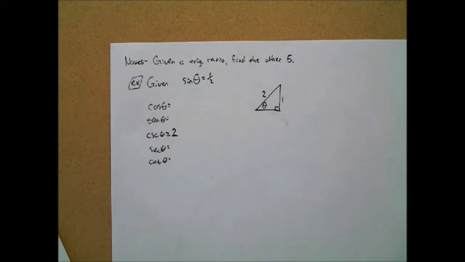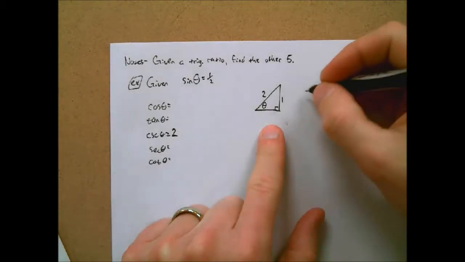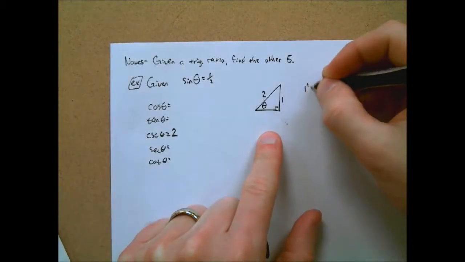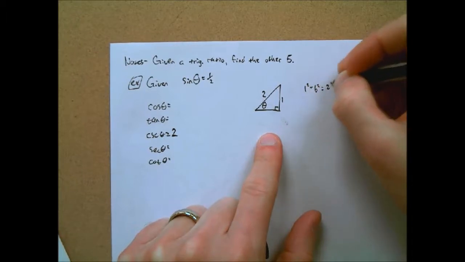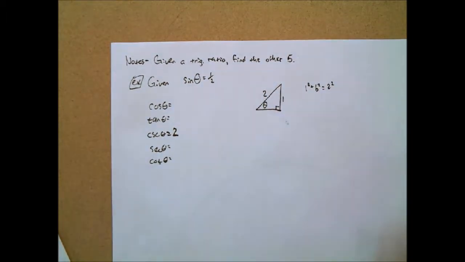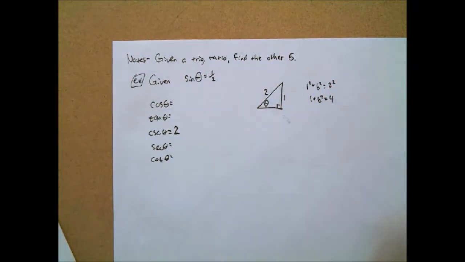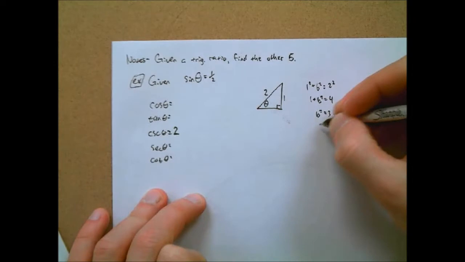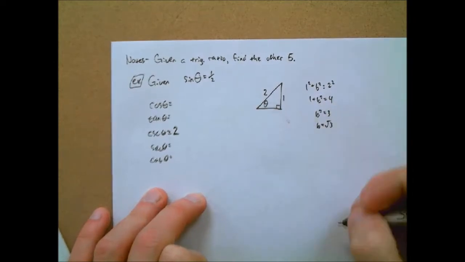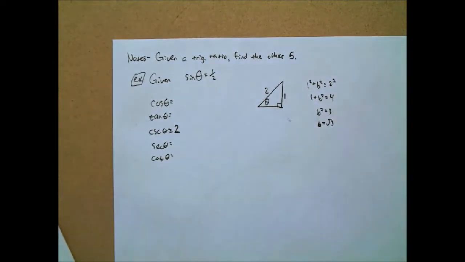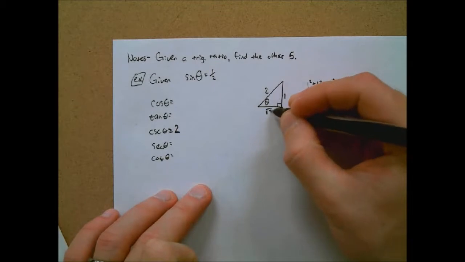I don't think this is a special right triangle, so you have to use the Pythagorean theorem. Okay, use the Pythagorean theorem to solve for b. So it'll be 1 squared plus b squared equals 2 squared. We get 1 plus b squared equals 4, so b squared is 3, and so b equals root 3. Or technically plus or minus root 3, but since we're talking about a triangle, we should just say positive root 3.